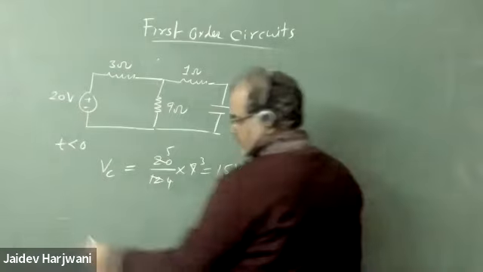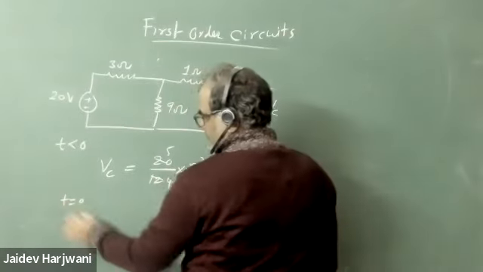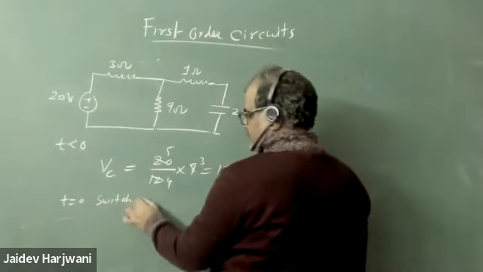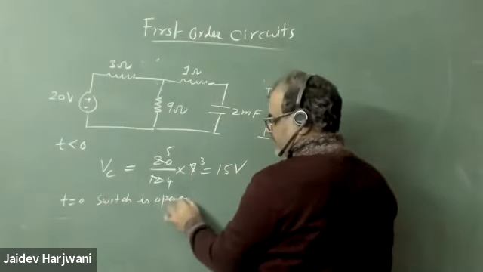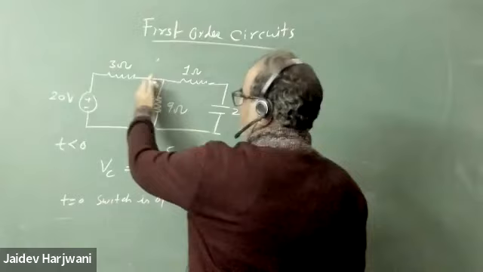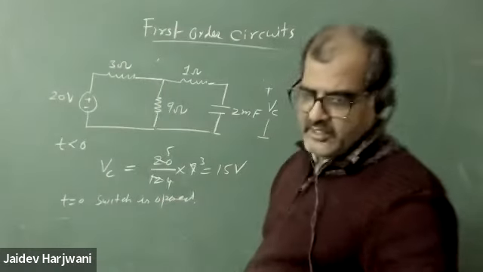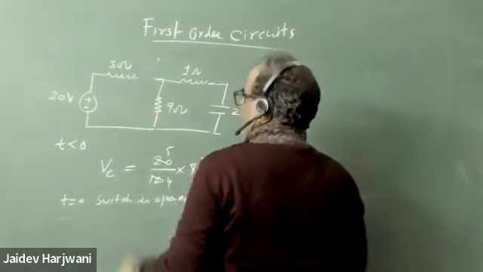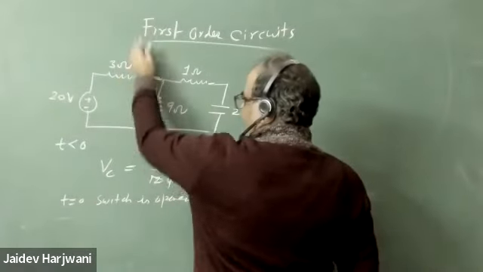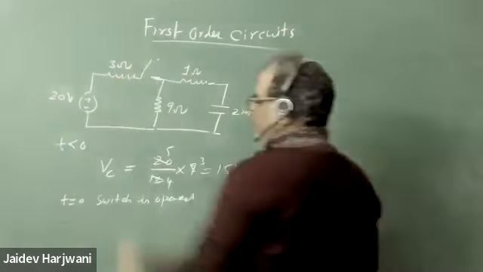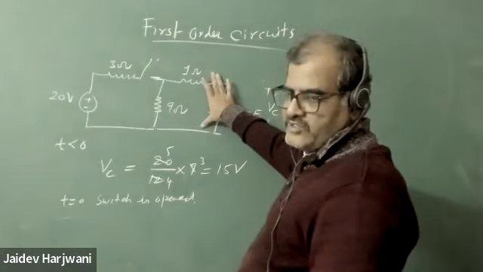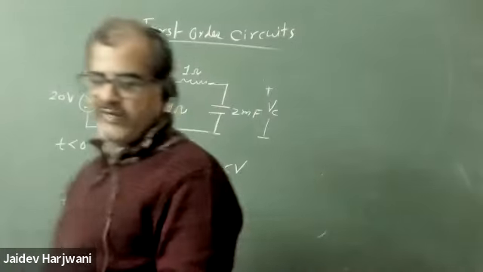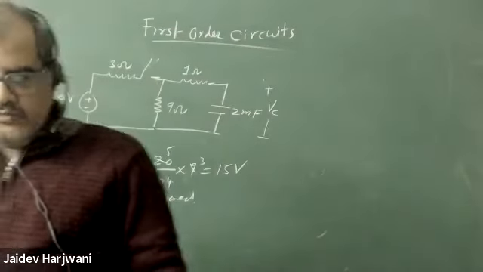Now at t is equal to 0, the switch is opened. Once you open the switch, that means you have removed the circuit. Now you have disconnected this part of the circuit, and now we have only this circuit. Now this is a source free circuit. So this voltage is given so that you can calculate what is the voltage at t is equal to 0.